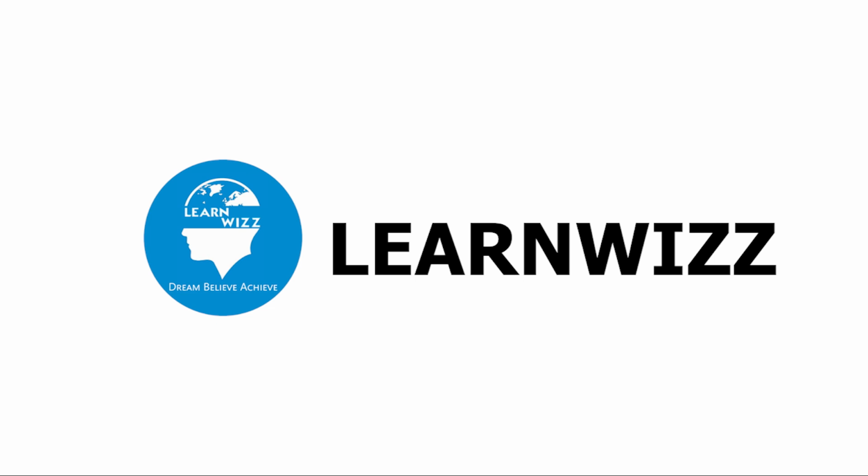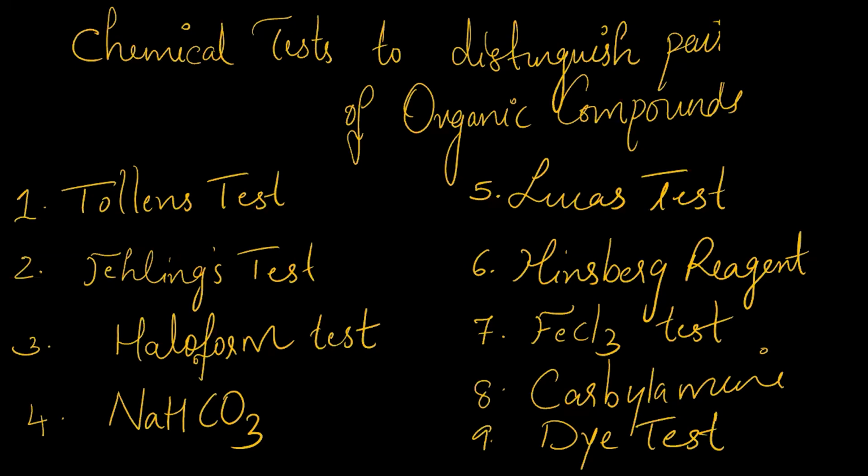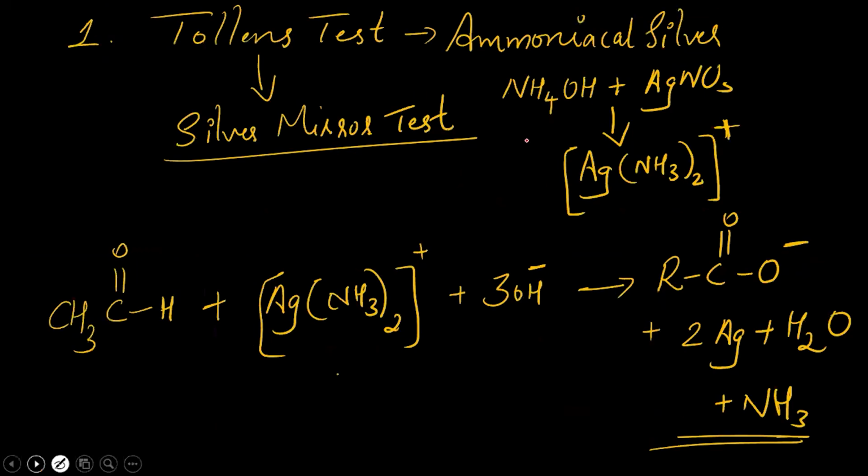So there are basically nine chemical tests to distinguish the pairs of organic compounds. Moving to the first one, Tollens test. Okay, so what is Tollens test? Tollens reagent means ammoniacal silver nitrate solution.